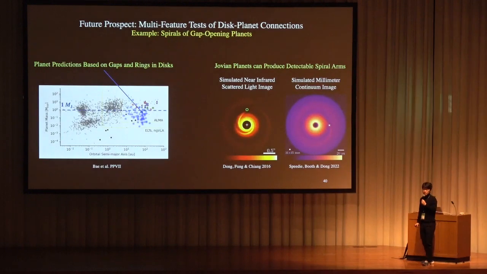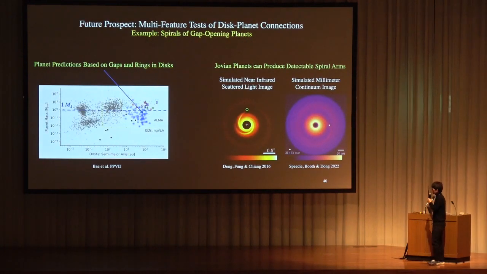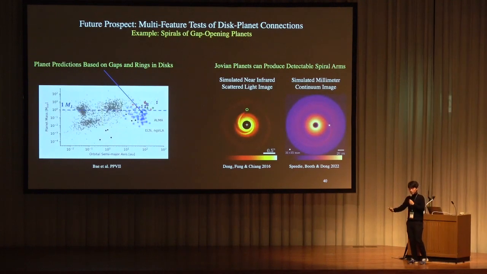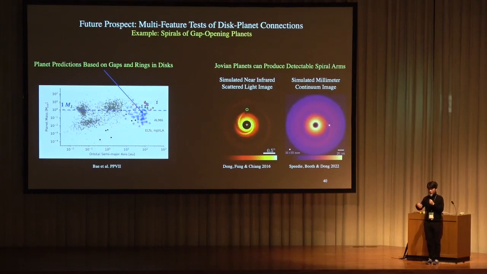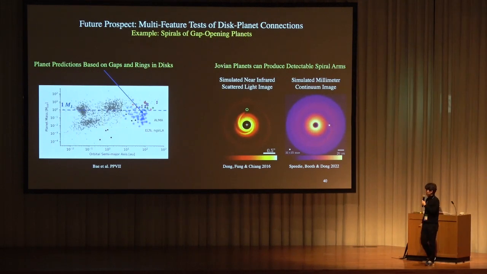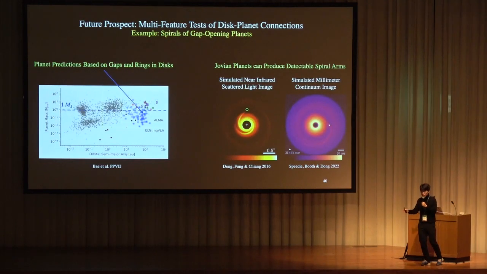So in terms of observations, I think two new avenues are worth exploring. The first is, I think it's time for us to move on from modeling individual observations at a single wavelength of certain systems. And instead, we should try to model multiple observations and multiple wavelengths of the same disk. And more importantly, those observations trace different structures produced by the same planet.